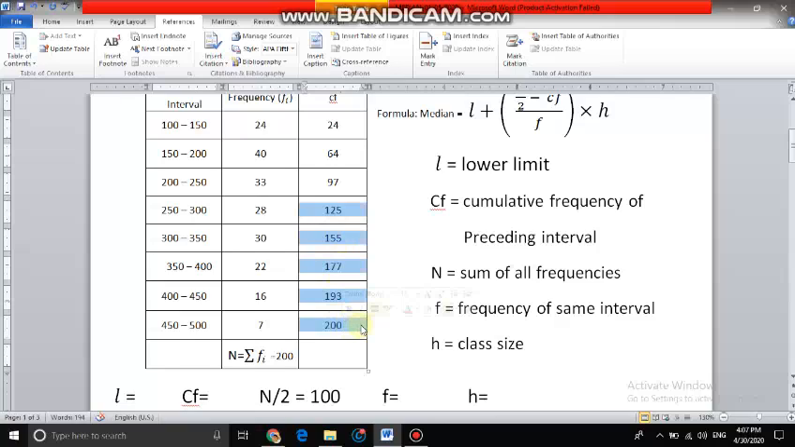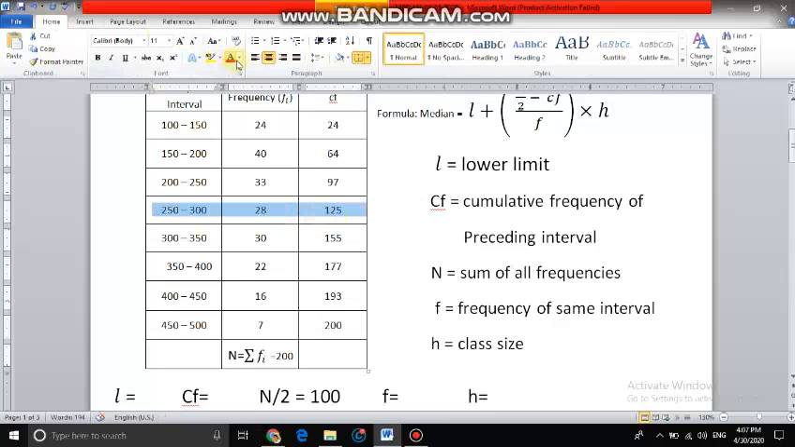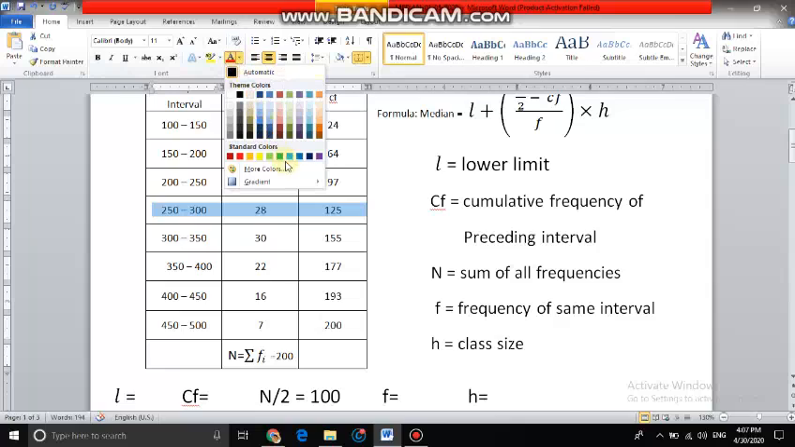The number which is near to 100. I think 125 is the nearest number, right? 125 is the nearest number to 100. So how do you consider the corresponding class in the column? Just let me highlight it with a different color.